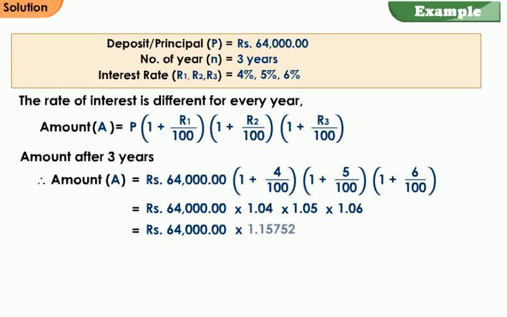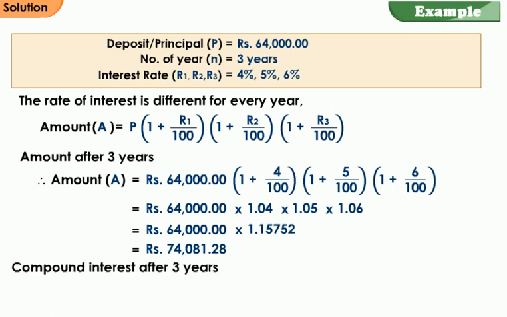Now the compound interest after 3 years is rupees 74,081.28 minus rupees 64,000. That gives us rupees 10,081.28, and that is the required answer.